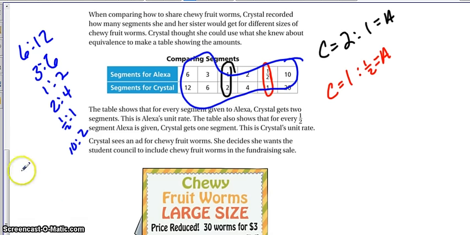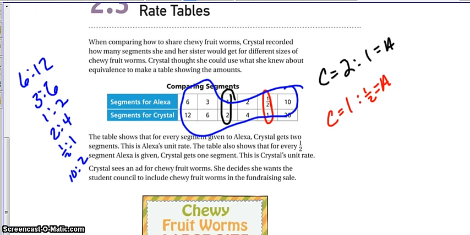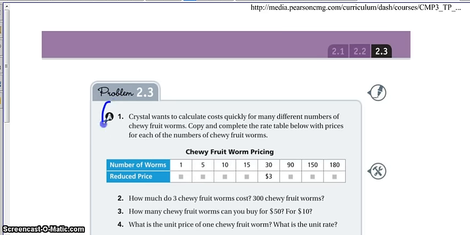All right, and how we make a rate table is very simple. I'm going to go ahead and show you question A. Question A1 is what you need to come to class with tomorrow. But we're going to start right here with worm pricing. And right here it says that 30 worms cost $3.